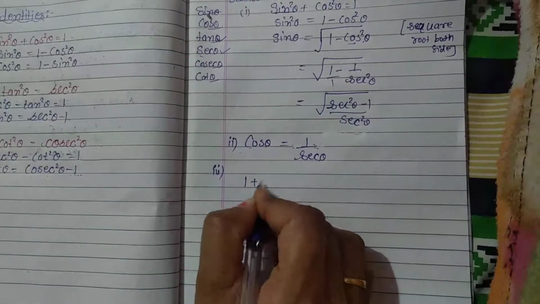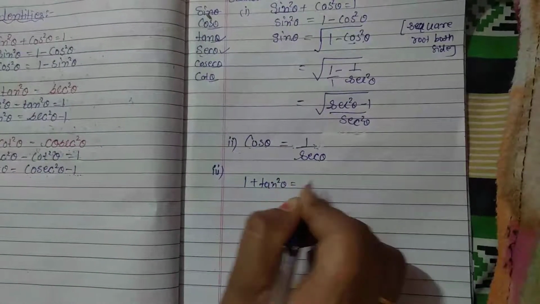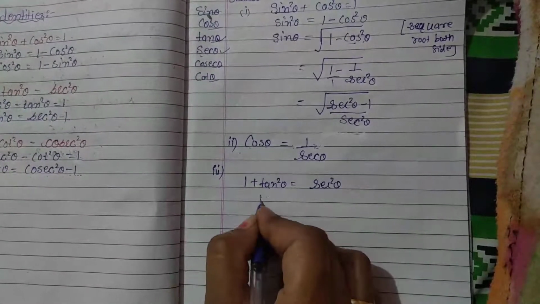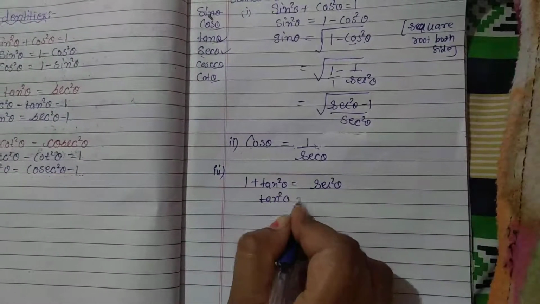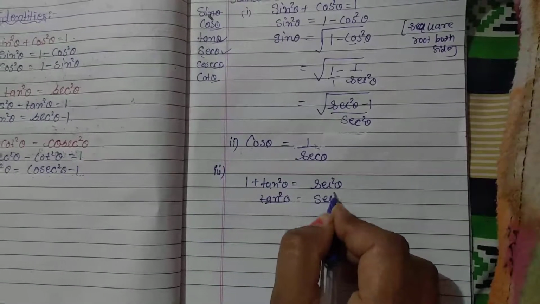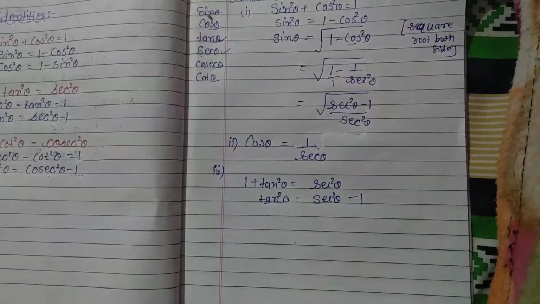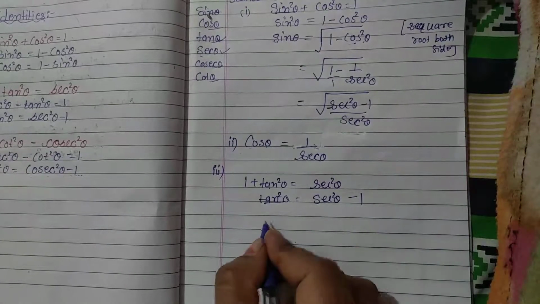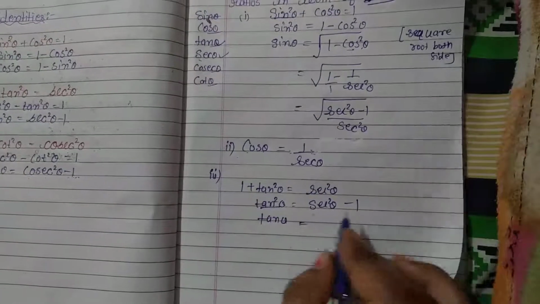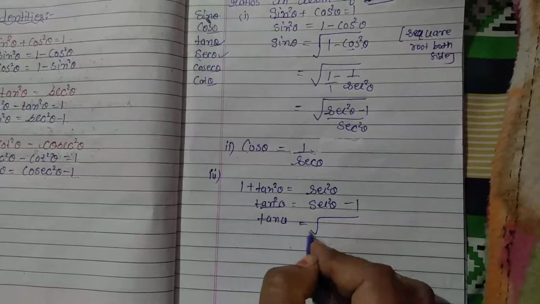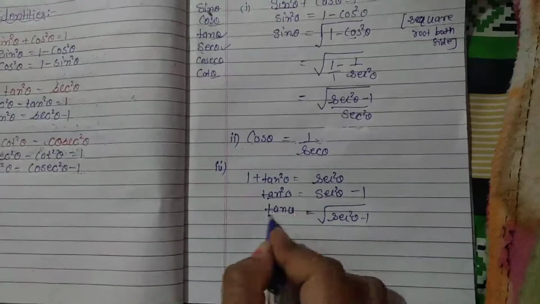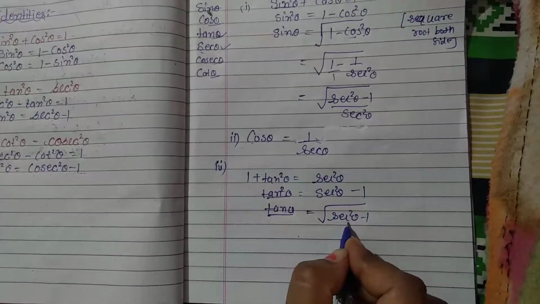Now the third part, tan theta: we have to convert tan theta in the form of sec theta. We know that 1 plus tan square theta equals sec square theta. So tan square theta will be on the left side and 1 will go to the right side, becoming negative 1. We have to find tan theta, not tan square theta, so we will take the square root on both sides. It will become the square root of sec square theta minus 1. So tan theta is converted into sec theta.